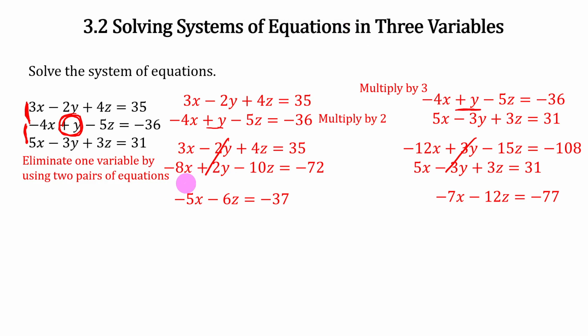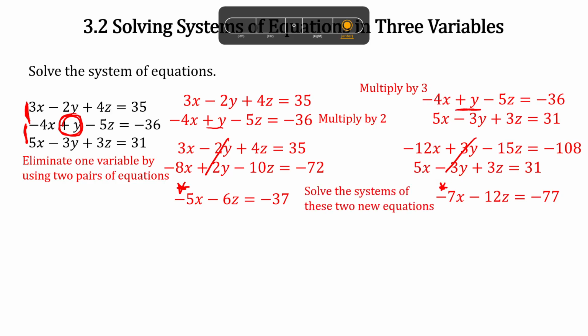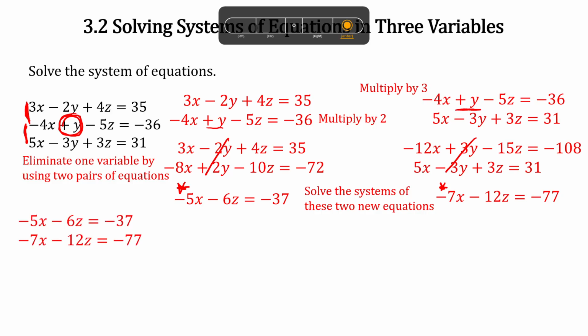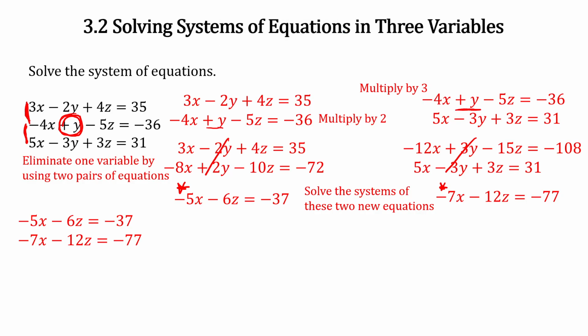So now you see I've got two equations with two variables. I'm going to solve this system just like we did last week. So you bring them over here, and now you're going to solve. Well, it looks like I could make this into positive 12z.